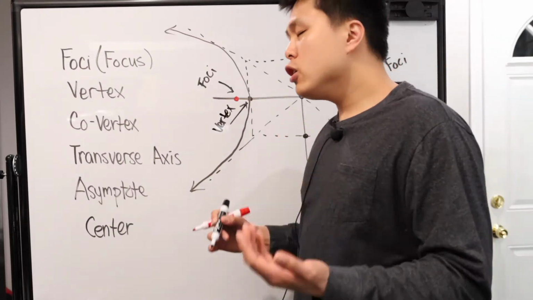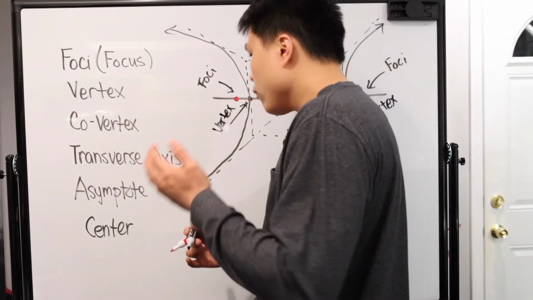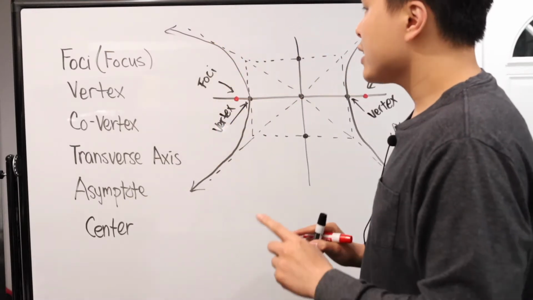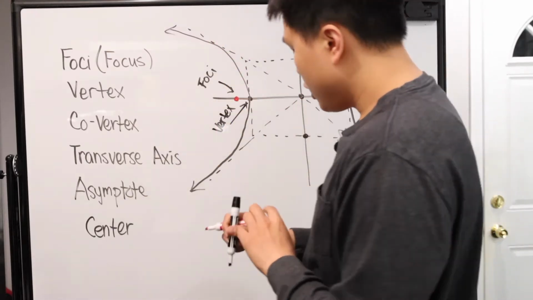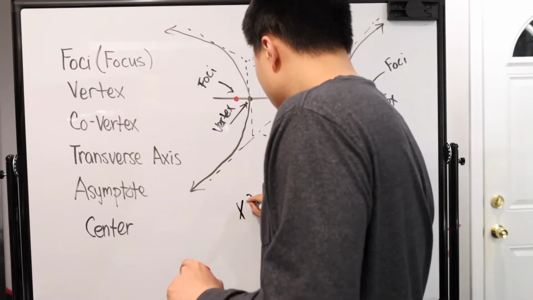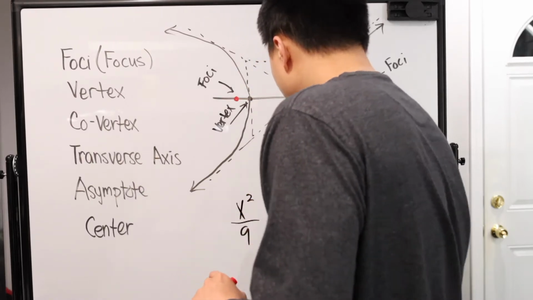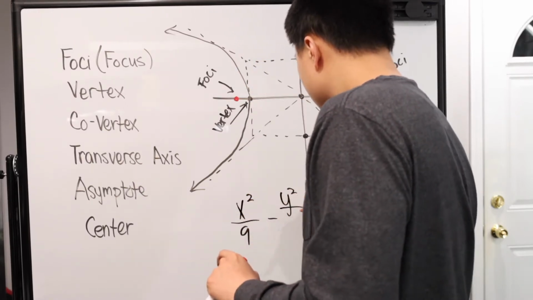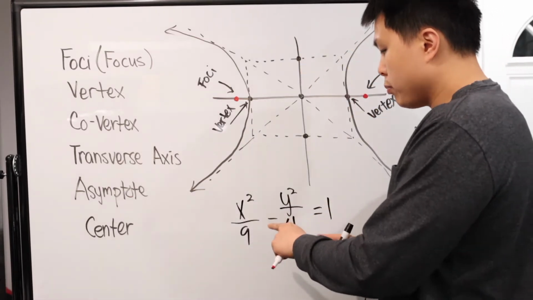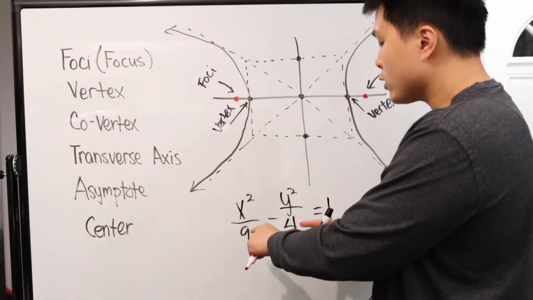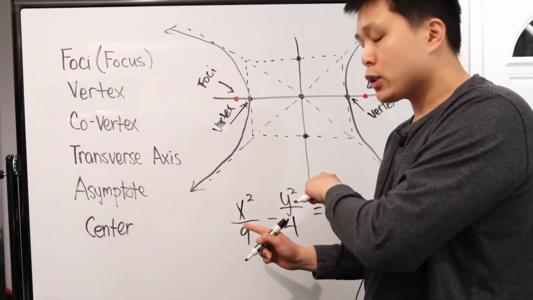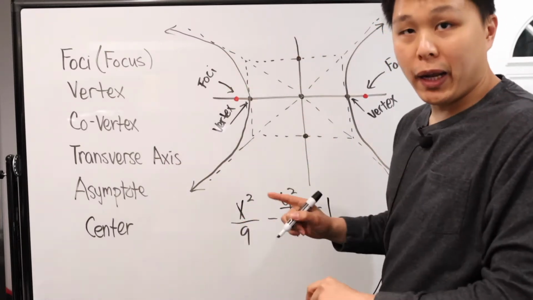Now, the new introduction compared to everything else you've learned so far is this thing called the co-vertex. Co-vertex is slightly different. Think of the equation that we were just looking at: x squared over 9 minus y squared over 4 equals 1. Remember that because it's x squared and y squared in the original one, it opened left and right. Well, if we swap the y squared and the x squared, it actually opens up and down.